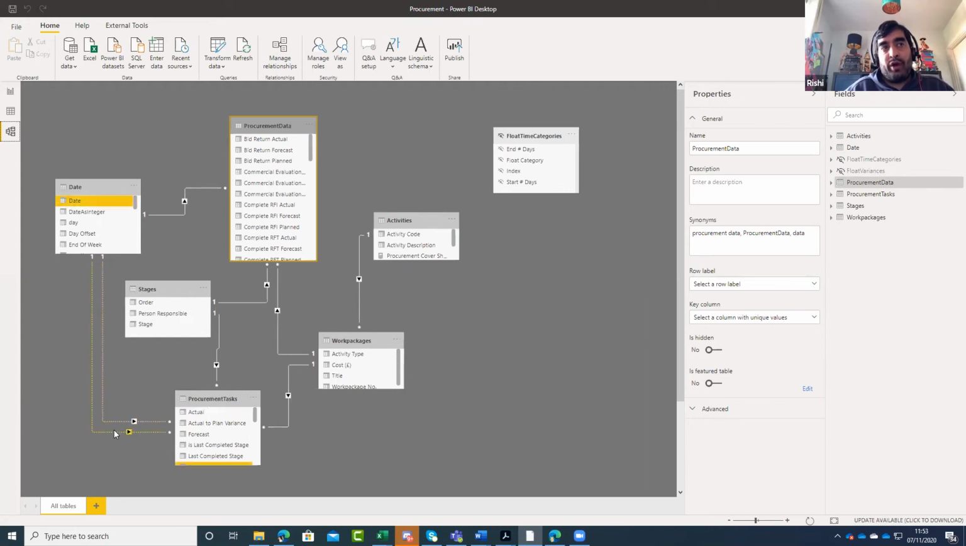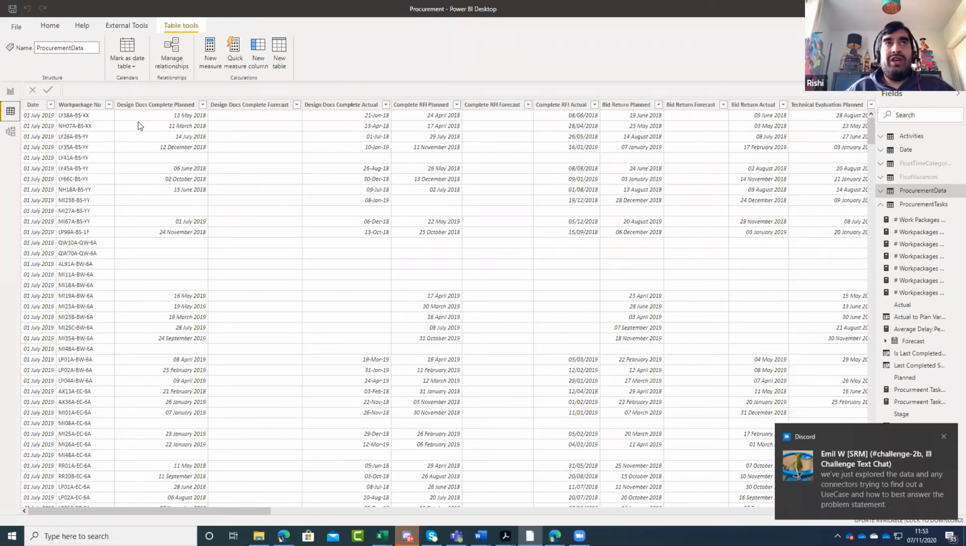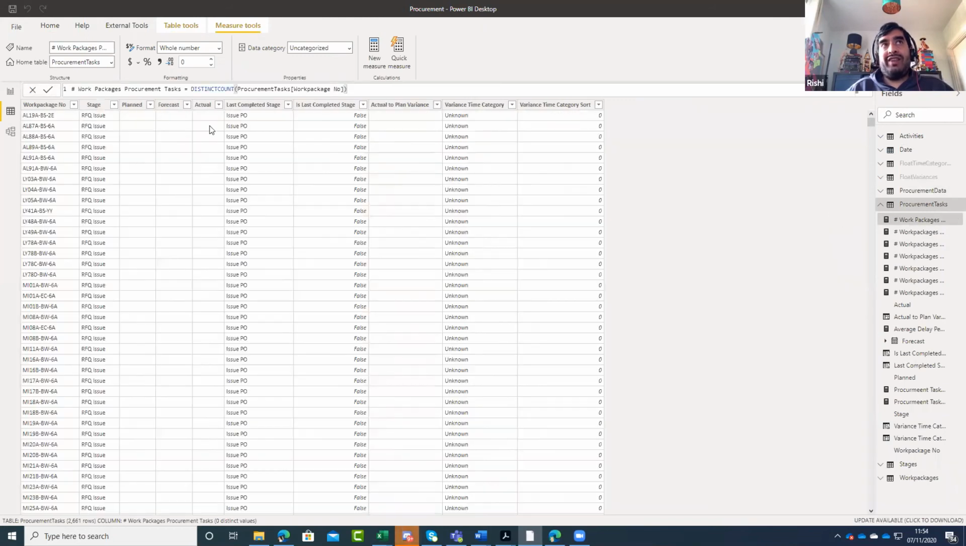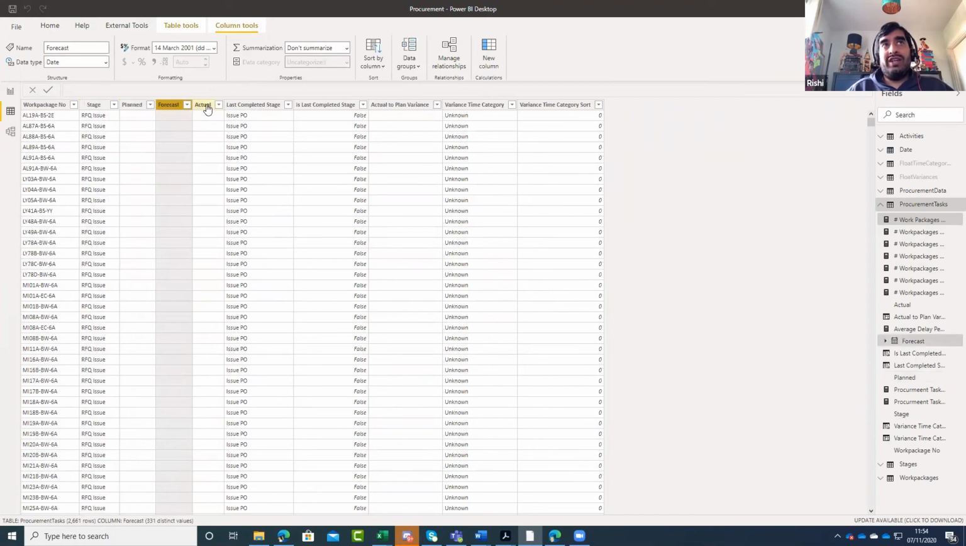I wouldn't be able to make both of these active, because you can only have one active relationship between two tables. But actually, even doing that, in this case, wouldn't really help us, because what we really need to do is unpivot all of this data. The data format we want to end up with is something like this, where we've got work package number, stage, and for each stage, what was our plan date, forecast date, and actual date. So here, work package number is now repeated multiple times. We've unpivoted the data.